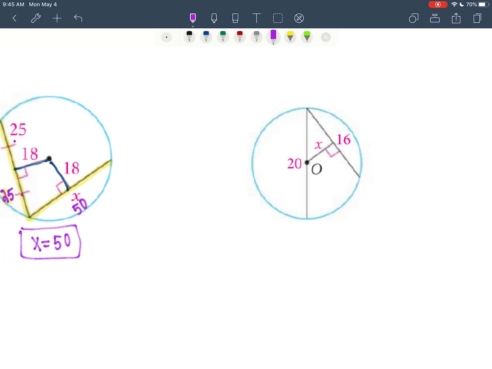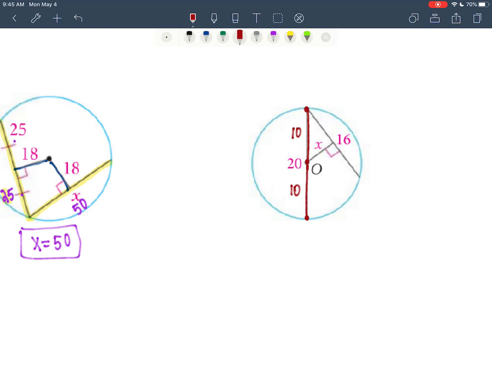And in this next problem, and any of these problems, hopefully you're pressing pause and saying, let me try, let me try. What do we have here? We have a diameter, right? That's 20. We have 2 radii, and radii are all congruent, so that makes this 10 and this radius 10.